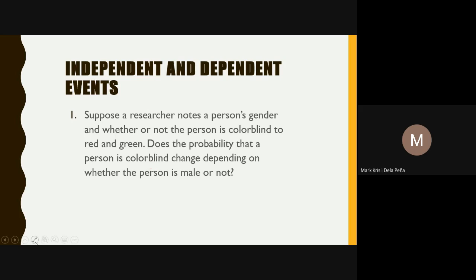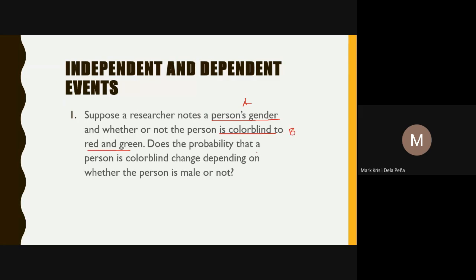Let's start with the first one. Suppose a researcher notes a person's gender and whether or not the person is colorblind to red and green. Does the probability that the person is colorblind change depending on whether the person is male or not? Okay, now we have two events: the person's gender, and whether he is colorblind to red or green.